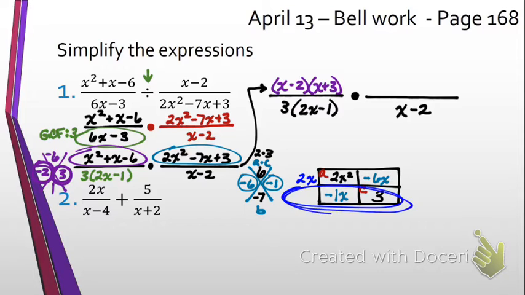What can I take out of the bottom? Negative 1x and 3. Negative 1. How did you know it was a negative 1 and not a positive 1? There's a negative in the box. It's touching this, so we're pulling that out as part of our GCF there. So 2x minus 1.